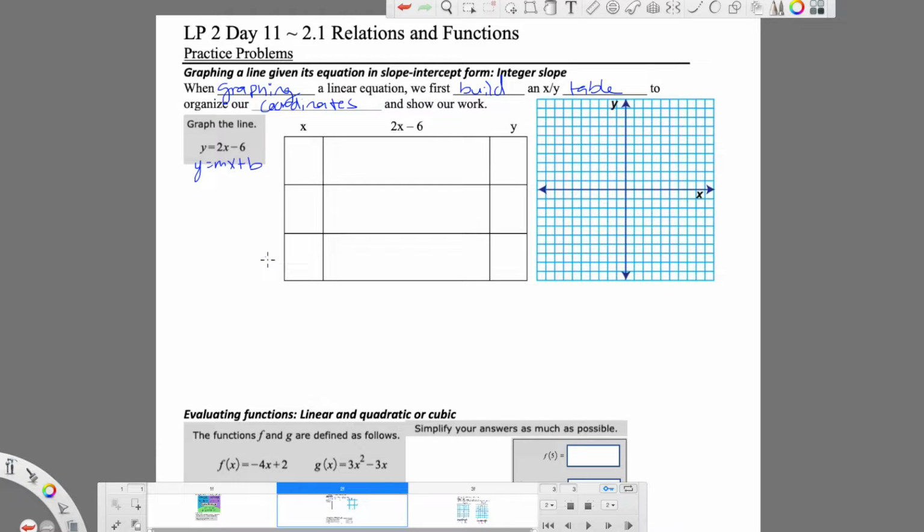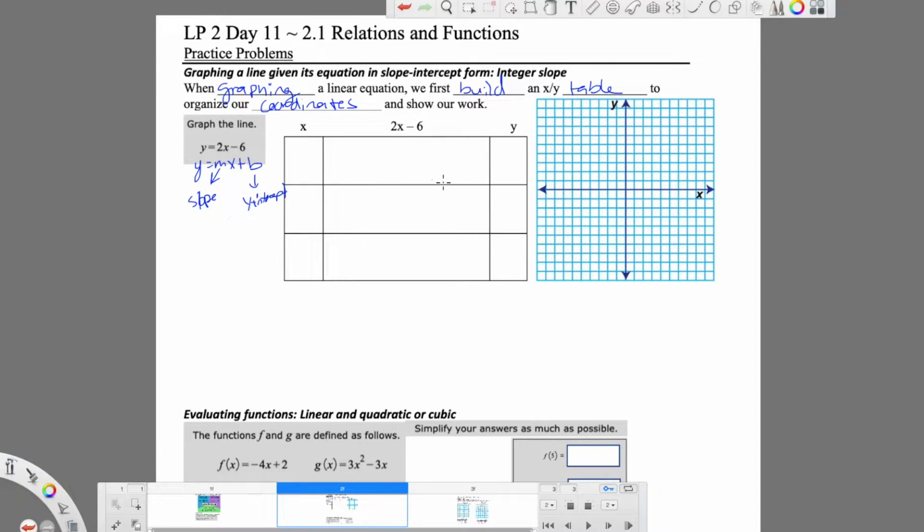Okay? So remember, this is our y-intercept, and this is our slope. This can help me graph the line almost immediately. I don't really have to do very much work here to start graphing. I just have to identify these two pieces.